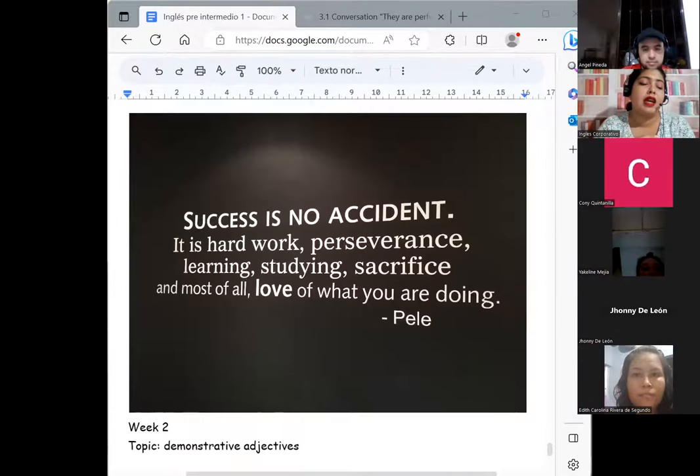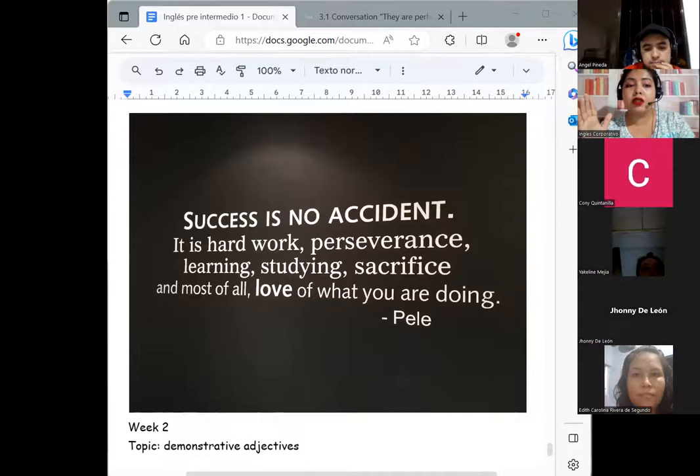I was saying a couple of minutes ago, we are in the second week and we are going to begin with a grammatical topic. You can see the name on the document. That is the demonstrative adjectives. So we're going to talk about four different adjectives that are called demonstrative adjectives, and we are going to see what the uses are and how we can use them in a conversation, some examples, and also we are going to have an exercise. Well, in this case, we are going to have two exercises.